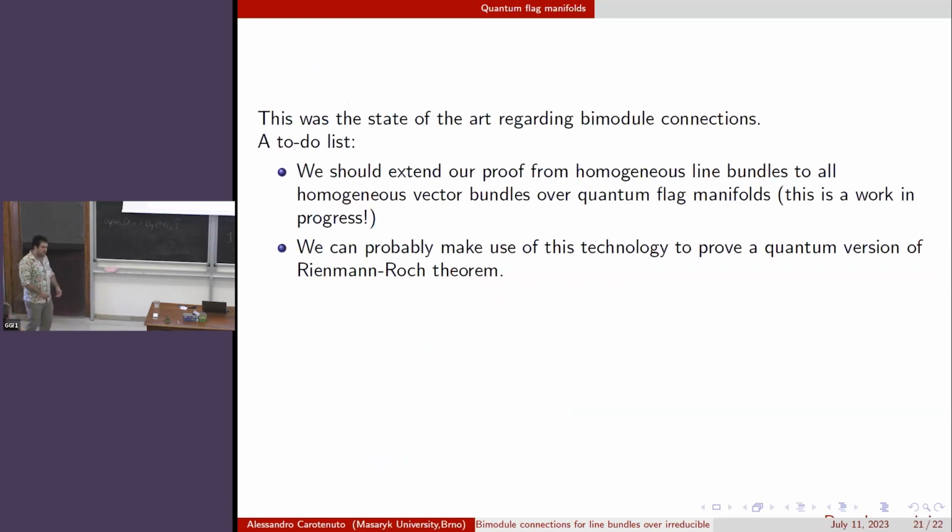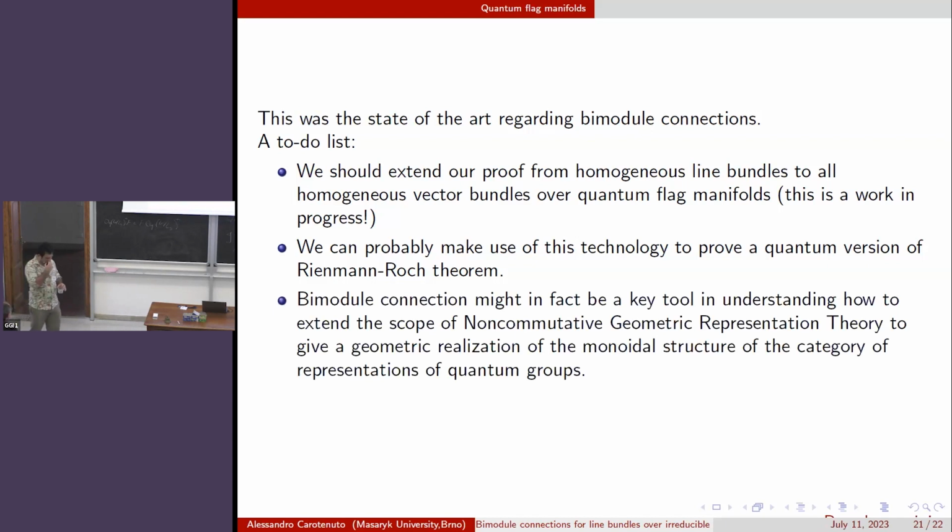So two words about possible applications in the future. First of all, it will be nice to extend this proof from homogeneous line bundles over irreducible quantum flags to the line bundles over every quantum flag, or in general to the homogeneous vector bundles over any flag. Then, since this allows us to describe the connection over the tensor product of modules, we can make use of it to prove a quantum version of the Riemann-Roch theorem.